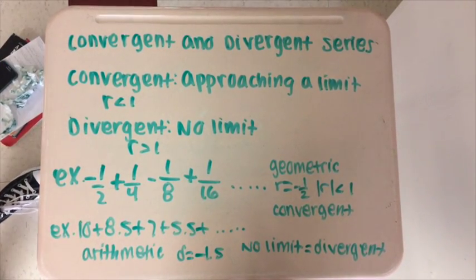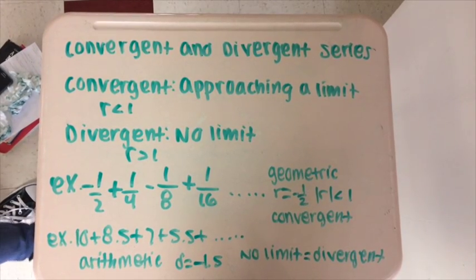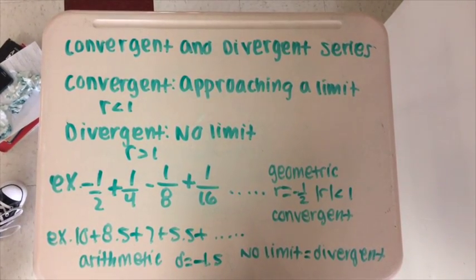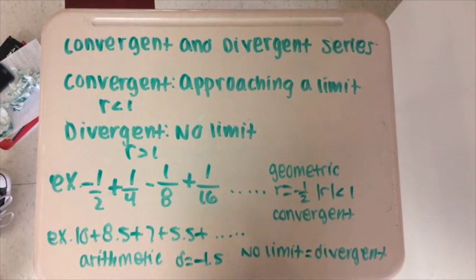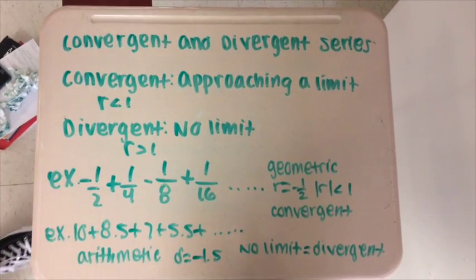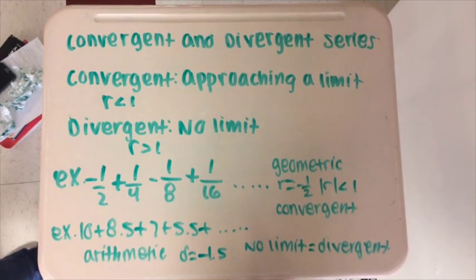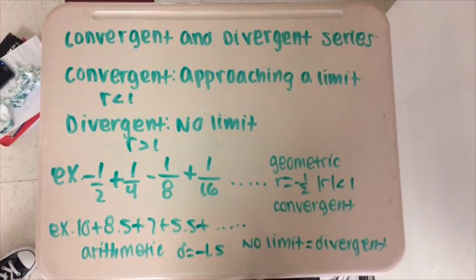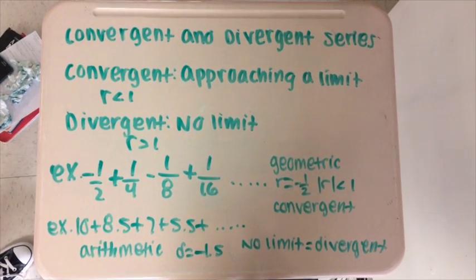r is the ratio. An example of this is -1/2 plus 1/4 minus 1/8 plus 1/16. Since it is geometric, r is equal to -1/2. 1 is greater than |r|, so it's convergent. For arithmetic, 10 plus 8.5 plus 7 plus 5.5 and onwards, it's arithmetic. d is -1.5. Since there is no limit, it is divergent.